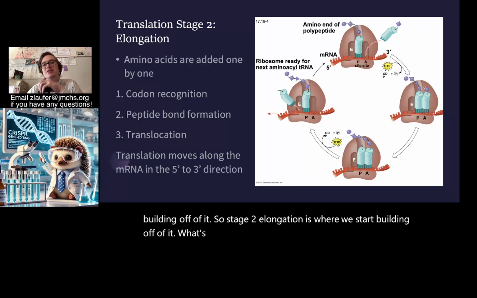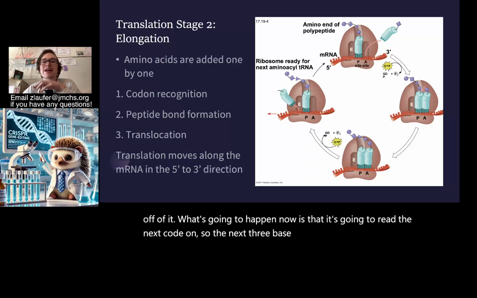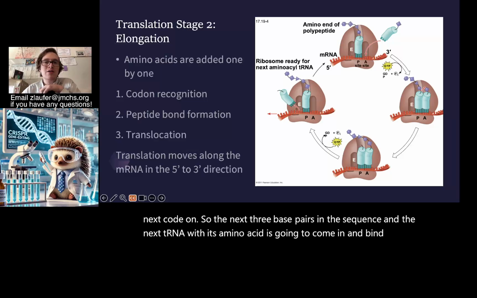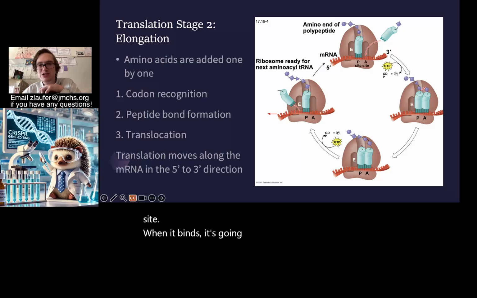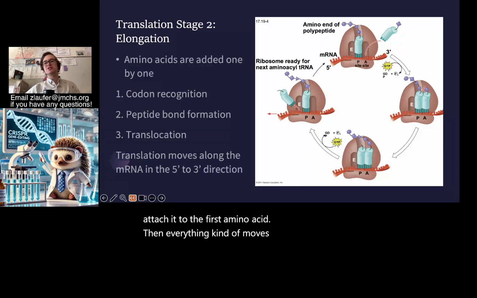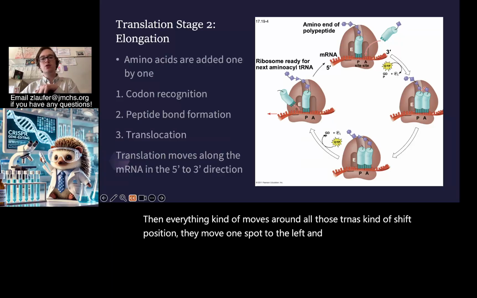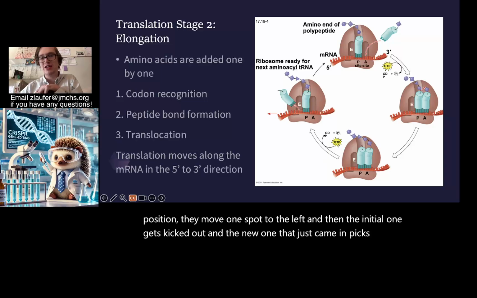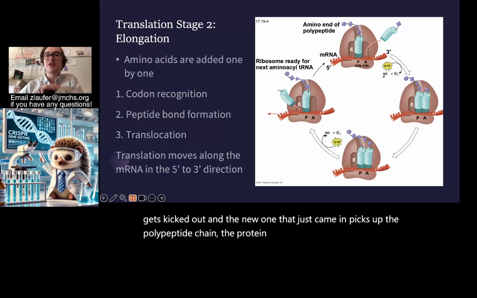What's going to happen now is that it's going to read the next codon, so the next 3 base pairs in the sequence, and the next tRNA with its amino acid is going to come in and bind at that site. When it binds, it's going to use a little bit of energy in GTP and attach it to the first amino acid. Then everything kind of moves around. All those tRNAs kind of shift position. They move one spot to the left, and then the initial one gets kicked out, and the new one that just came in picks up the polypeptide chain, the protein chain, and it's ready to accept another.